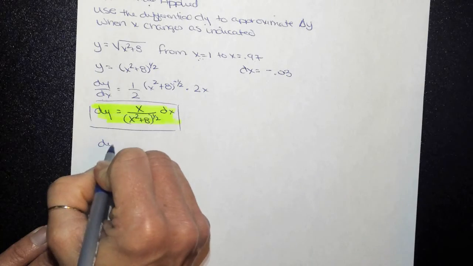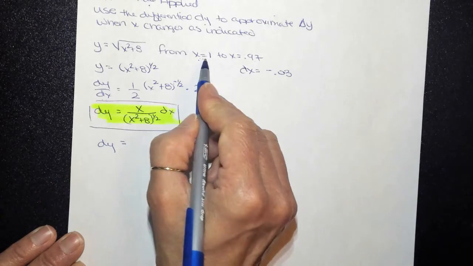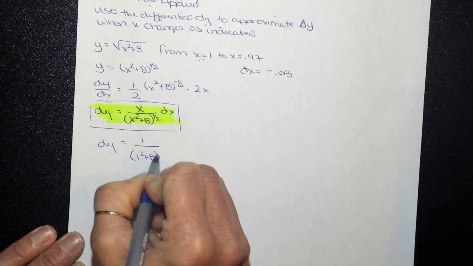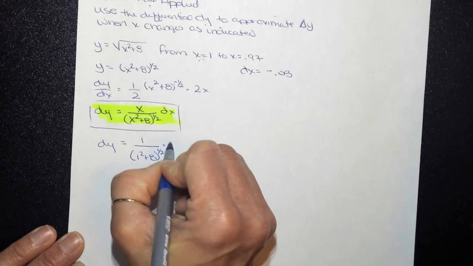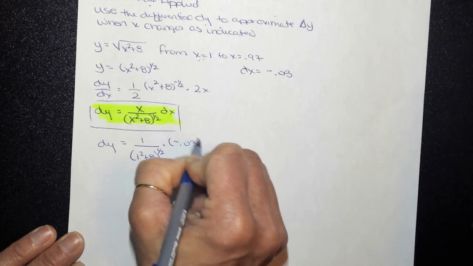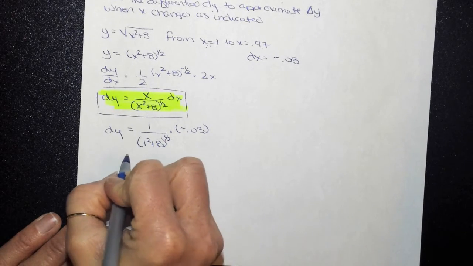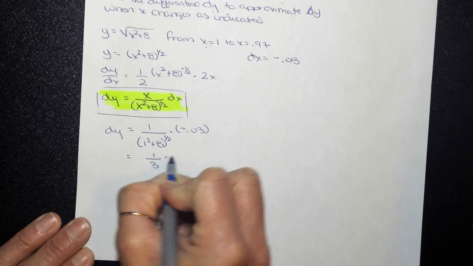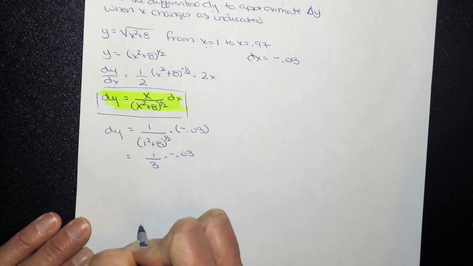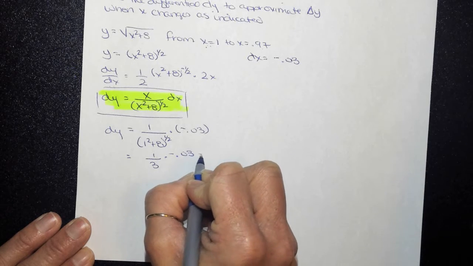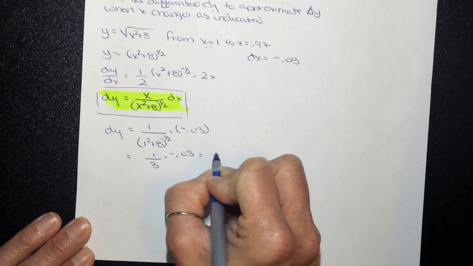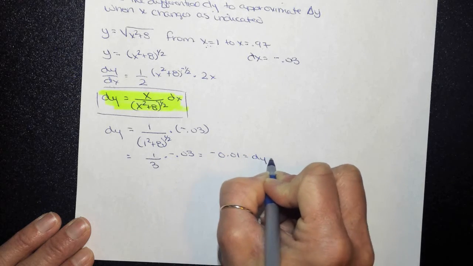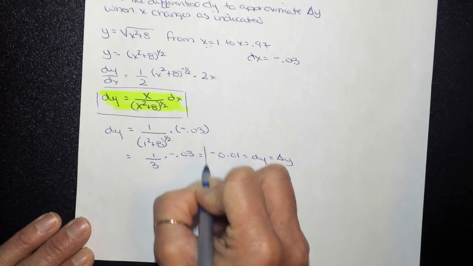So dy is equal to where I was times the change. Okay, so now I have 1 over, this is 9, the square root of 9 is 3, times negative 0.03. So dy is approximately negative 0.01, which is my change in y.